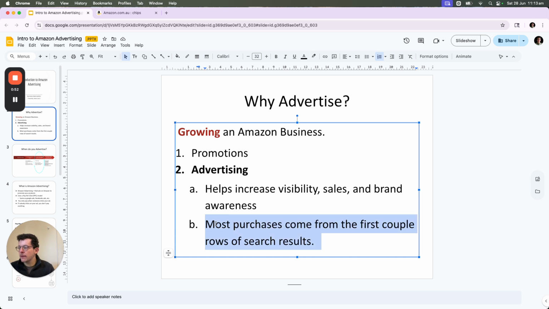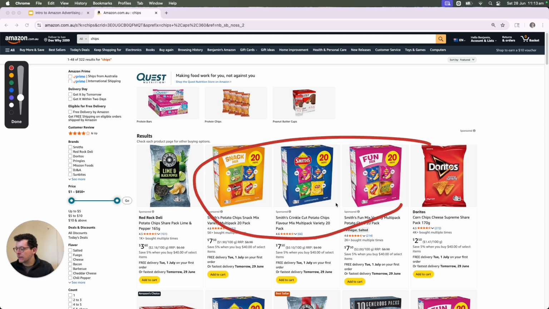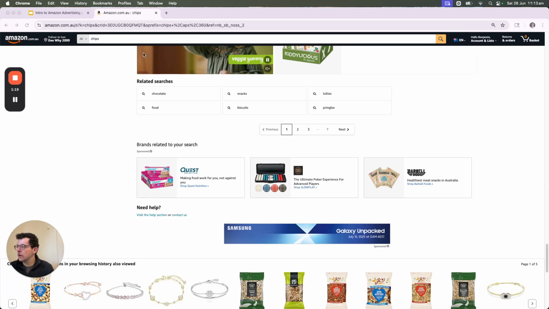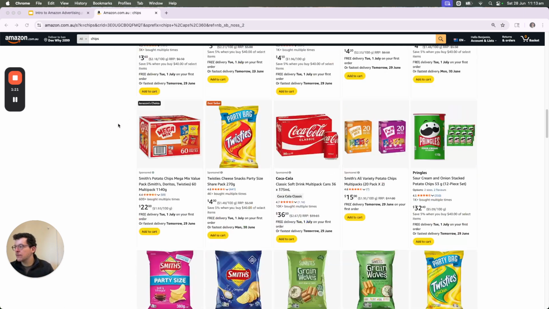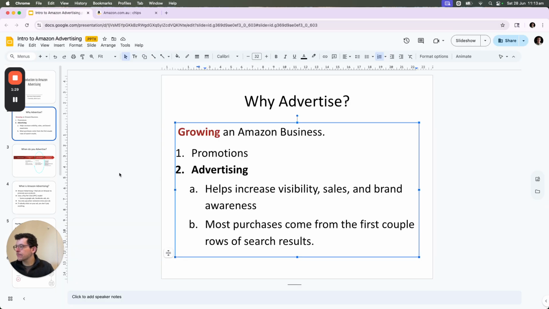So we know that most purchases on the platform come from the first page of search results, and in particular the first couple rows of search results. If you search chips, and you're looking to buy chips, you're more likely to buy a product from this row at the top compared to page 7 or page 8. And so Amazon advertising helps get your products in front of more people by getting them closer to page 1 of search results.